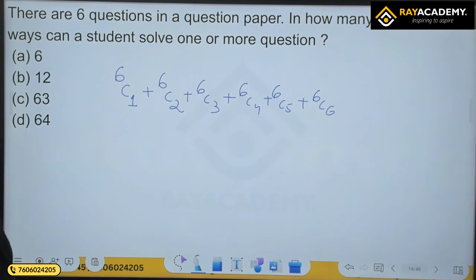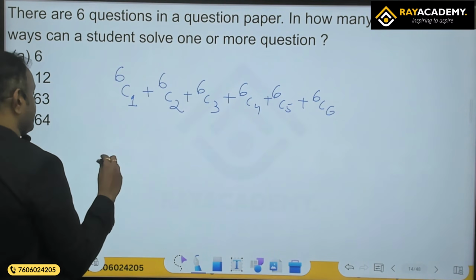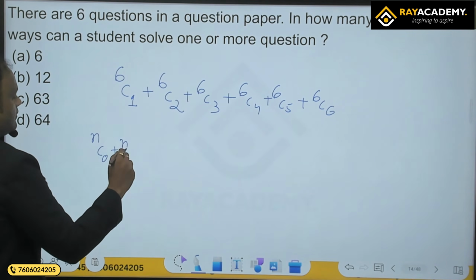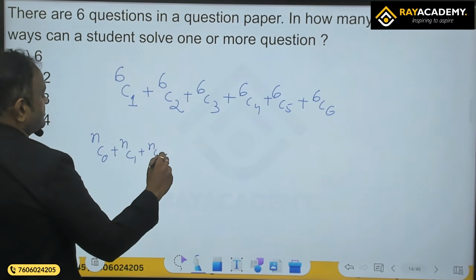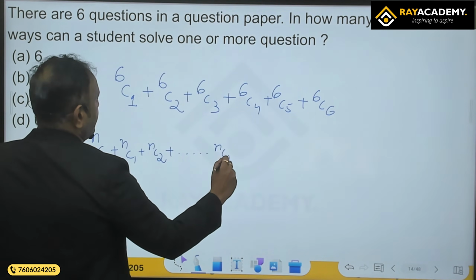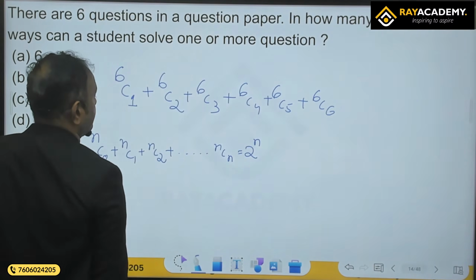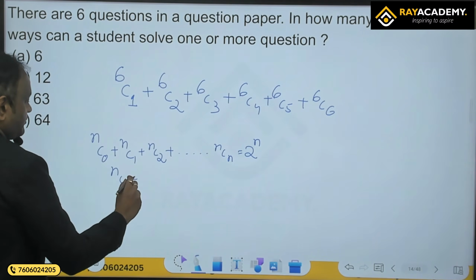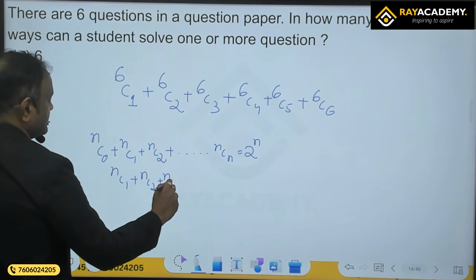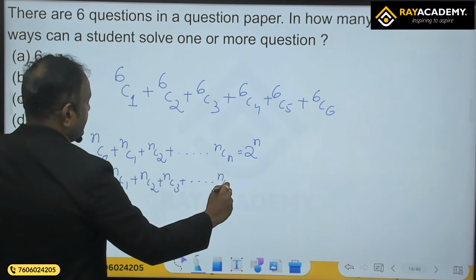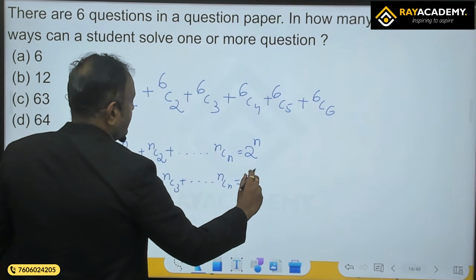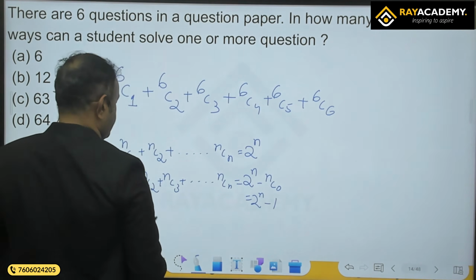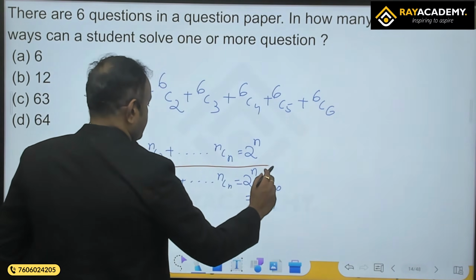What is the value of this? For this kind of pattern, there is a formula you should know. Most of the time it is useful. NC0 plus NC1 plus NC2 up to NCN, the value is 2 to the power n. But here we do not have NC0, so you can say NC1 plus NC2 plus NC3 up to NCN equals 2 to the power n minus NC0. But what is the value of NC0? It is 1. So it is 2 to the n minus 1. This formula you can remember.